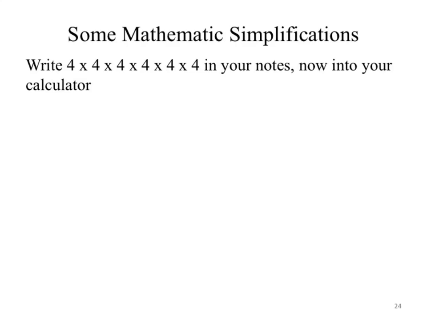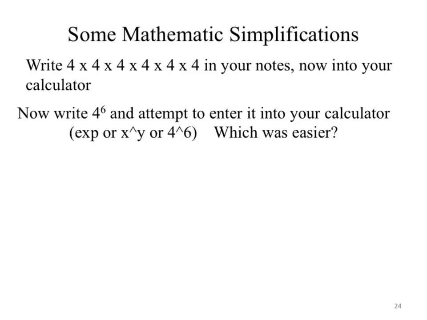Okay? So we come up with simplifications. We can go 4 to the 6th. Okay? So we can take advantage of the exponents. So now we're saying multiply 4 by itself 6 times. Minimize the amount of mistakes that can show up when you punch it into the calculator, and it saves a lot of wrist work when trying to write numbers out.